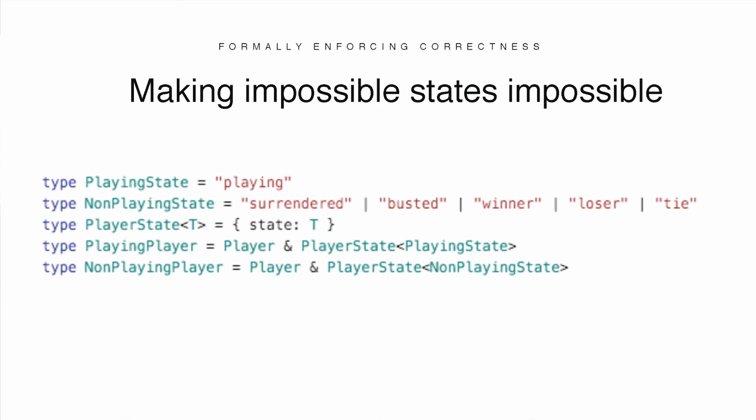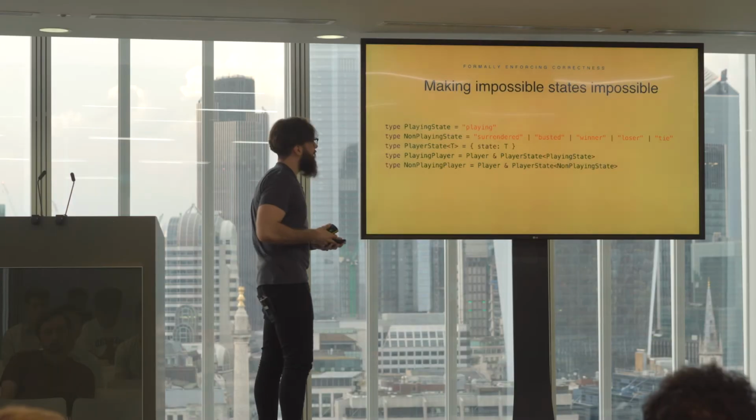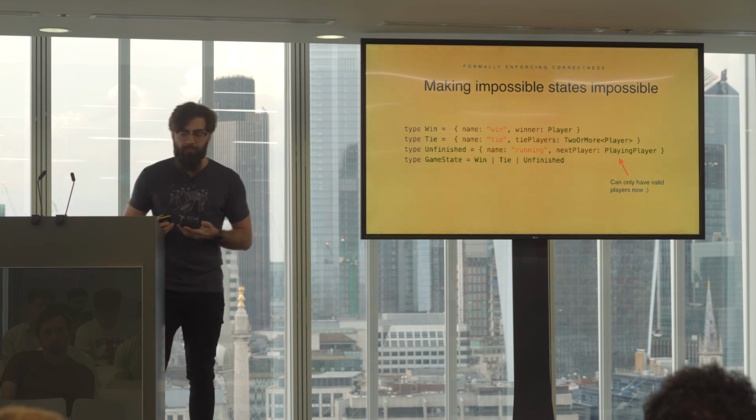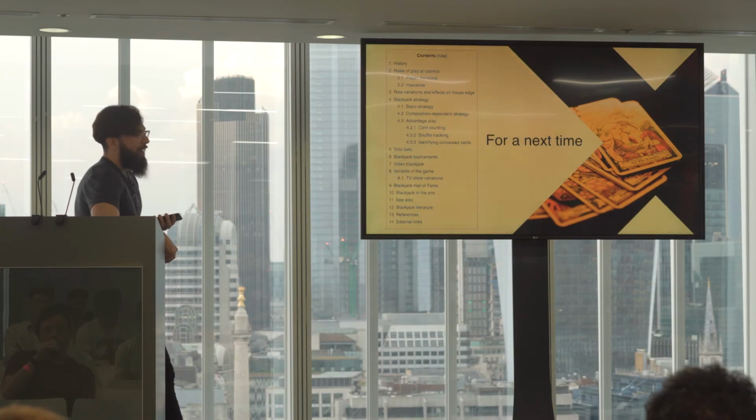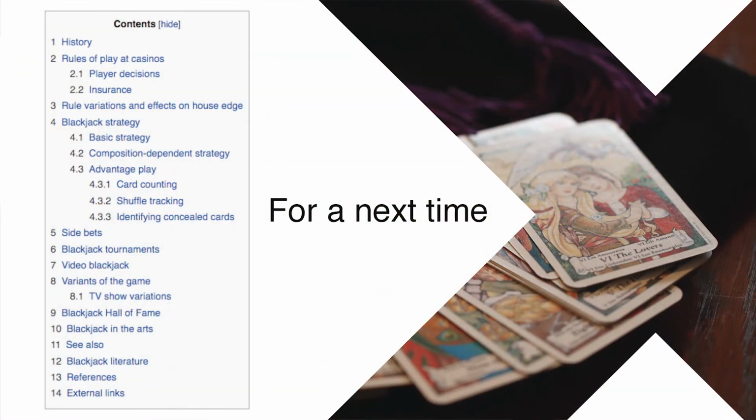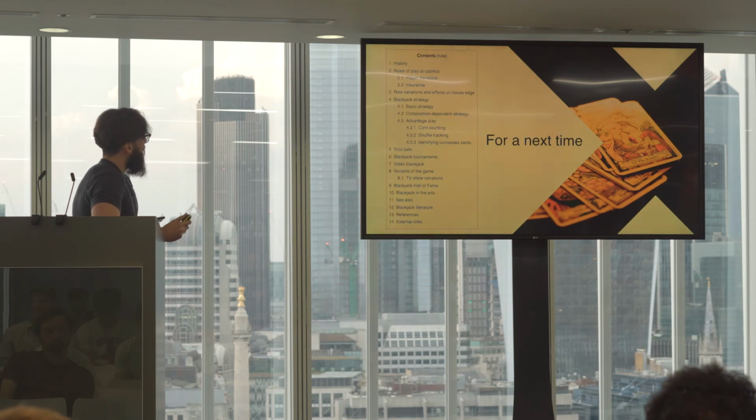So now we can have a bunch of types which indicate if the player is in a non-playing state or in a playing state. And we can have a player state which takes a state T. And now our player is mandatorily going to have one of those states, and he can be in a playing state or in a non-playing state. And now we can use those to indicate that our next player in an unfinished state can only be someone that's still in the game. There are many other rules that I could keep constraining here, but I think that's going to be for another time. Otherwise, I would be just writing types for a very, very long time.